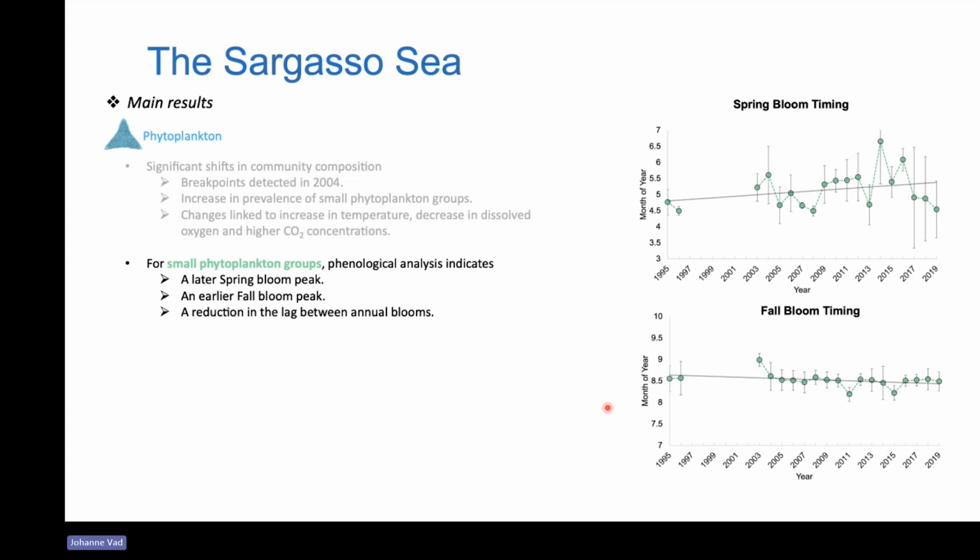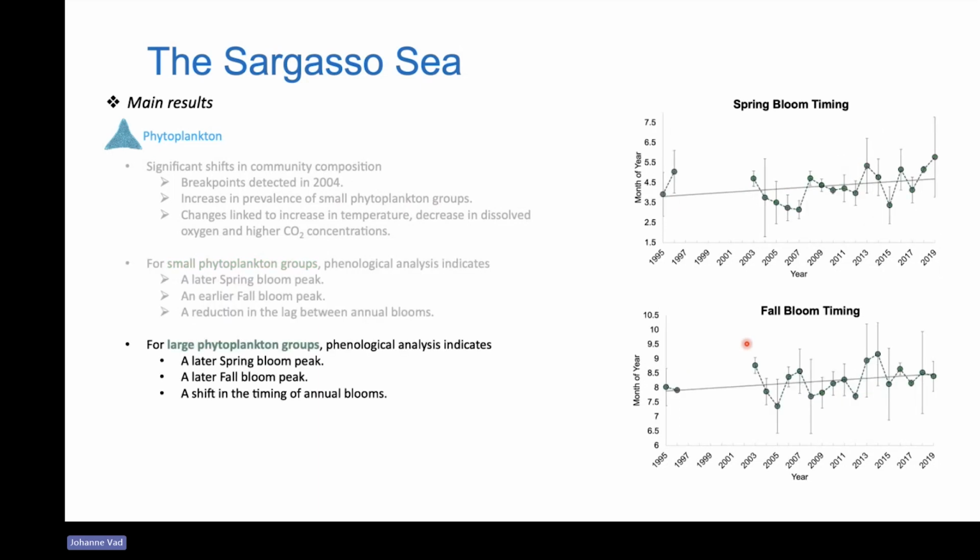So I looked at the timing of the bloom peak in spring and fall for different compartments of the plankton groups. For the small phytoplankton, which are increasing in prevalence, what we see is that over time, the spring bloom peak is actually being delayed, whereas the fall bloom peak is coming in early. So you have a reduction in the lag between the two annual blooms for this compartment.